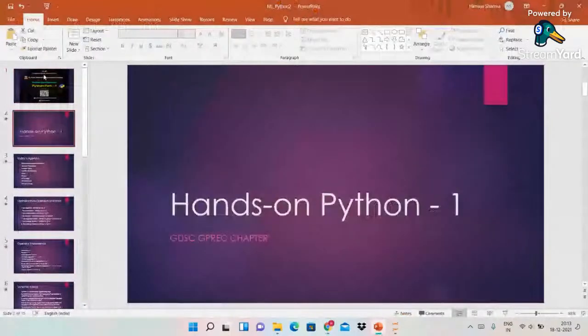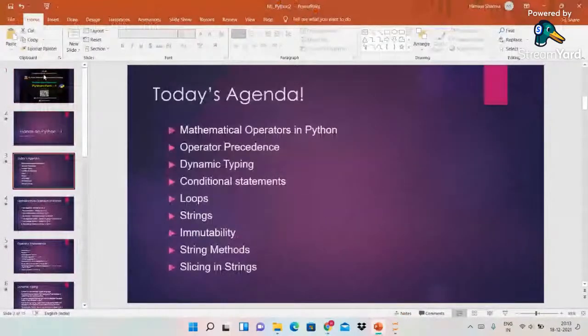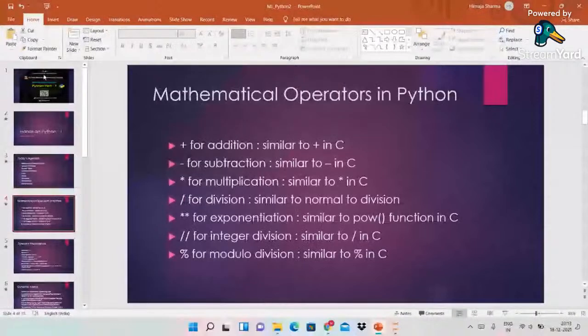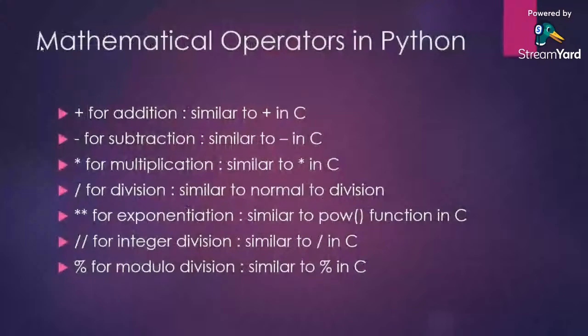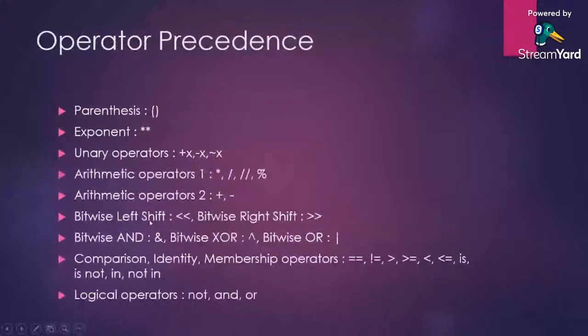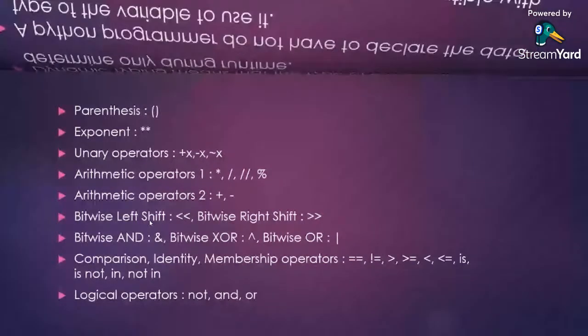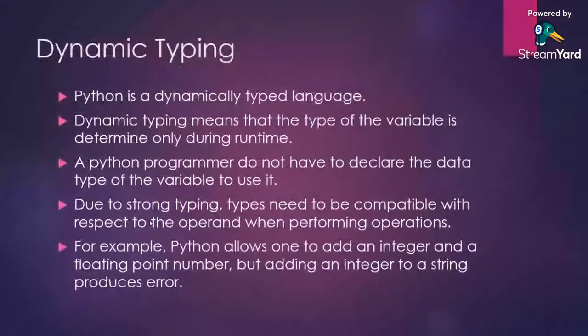In today's session we started off with the mathematical operators in C, I'm sorry, in Python. Let's have a quick recap. We started off with the mathematical operators in Python and saw how they are used. Then we went on with operator precedence, which is very similar to C. Then we saw what dynamic typing is. Dynamic typing means that the type of the variable is decided at runtime.